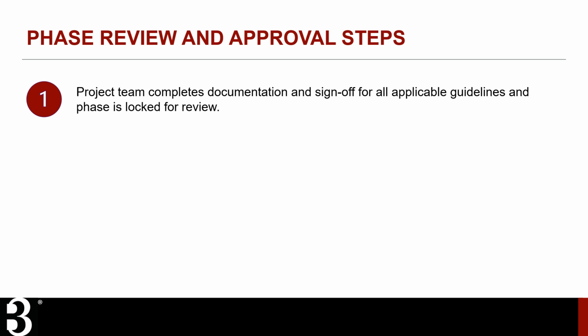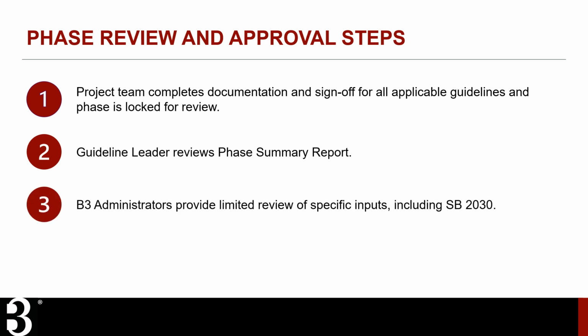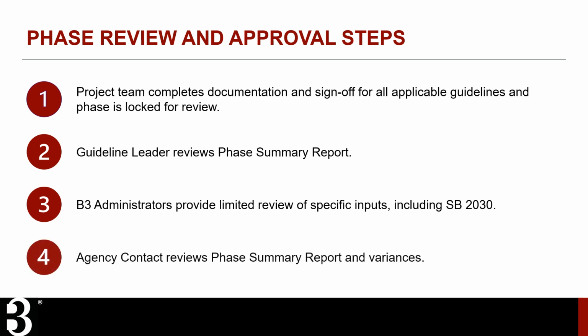Phase review begins automatically once all the guidelines in a phase have been completed and signed off on. When this happens, the phase is locked and cannot be edited. The project's guideline leader provides the first round of review to confirm that, to the best of their knowledge, the information submitted is complete and accurate. This review is followed by the B3 Guidelines administrators, who provide a limited review of specific inputs, including SB 2030 and variance requests.